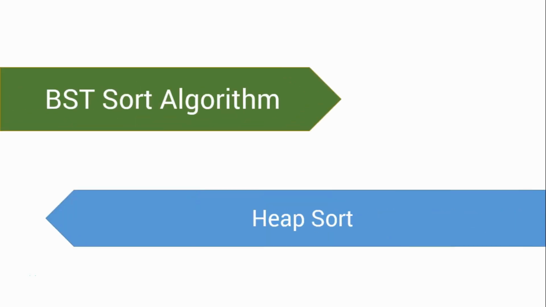Our next sorting algorithm, which we will focus on, is the BST-based sorting algorithm called heap sort. BST means binary search tree, and this sorting algorithm is basically a part of binary search trees, which we will discuss in our upcoming modules.